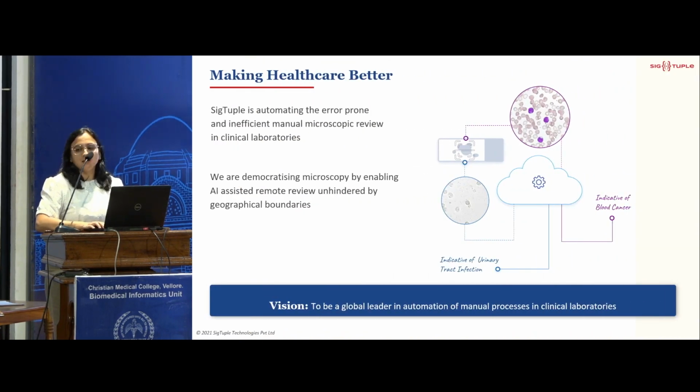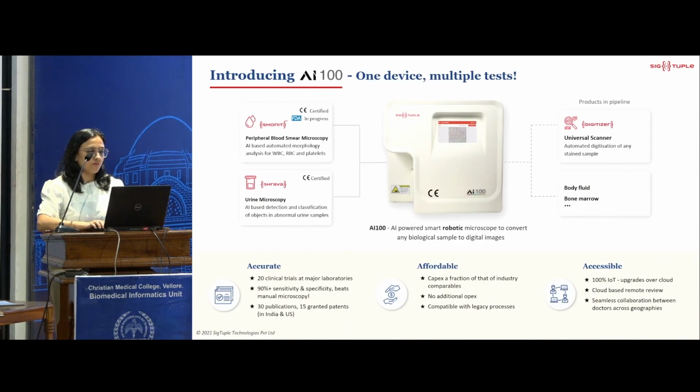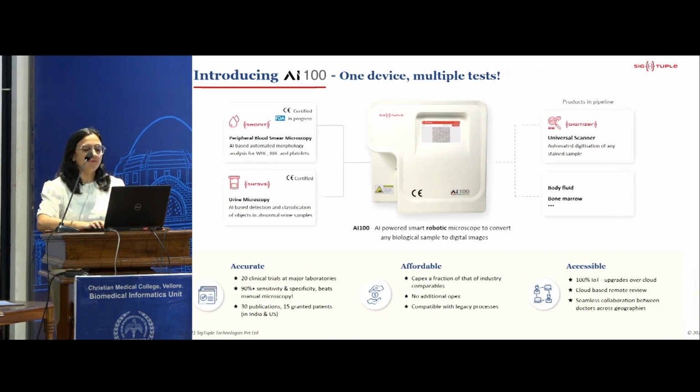So at SigTuple, we're making healthcare better. We're democratizing microscopy by enabling AI-assisted remote review unhindered by geographical boundaries. We're not only limited to hematology, we are also venturing into urine microscopy. We are CE certified. We are awaiting US FDA approval. It's one device, multiple tests, and we're also working on a universal scanner. So anything under the sun, your histopathology, your IHC, everything can be digitized. We make it accurate, affordable, and accessible.